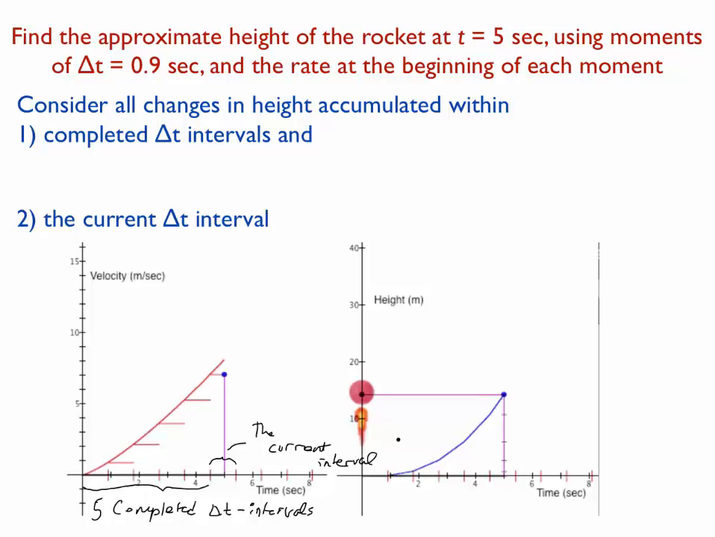So if we want the total accumulated height at 5 seconds, we've got to add up all the height from the completed delta t intervals and then the little amount so far in the current delta t interval. Does it make sense? Okay, so let's do that. So in the first interval, how are we going to get the change in height due to that first interval? How do we calculate the change in height due to the first interval?